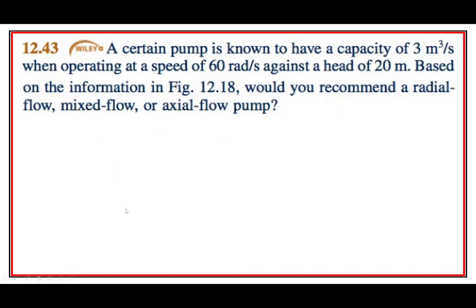I'm going to go a little longer here, just to include this last example and be done with it in one video. All right, so a certain pump is known to have a capacity of 3 cubic meters per second while operating at a speed of 60 radians per second against a head of 20 meters. Based on this information, and this is the figure that I showed in a previous slide, would you recommend a radial, mixed flow, or axial flow pump?